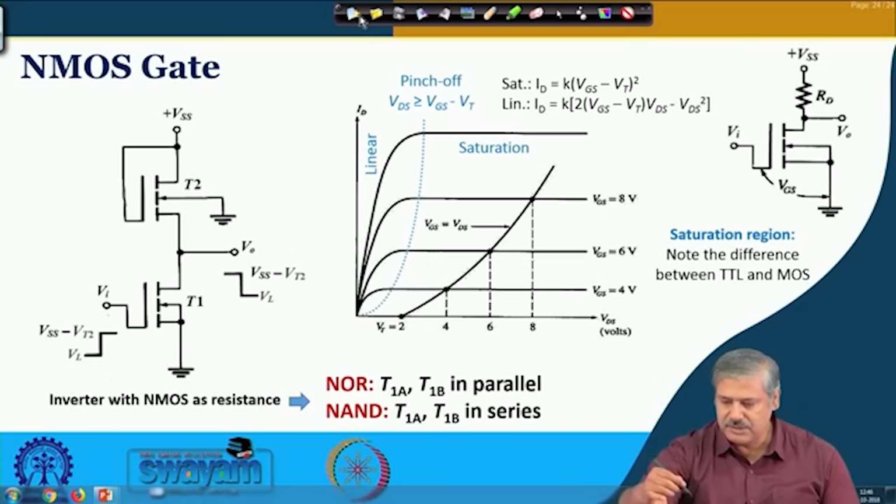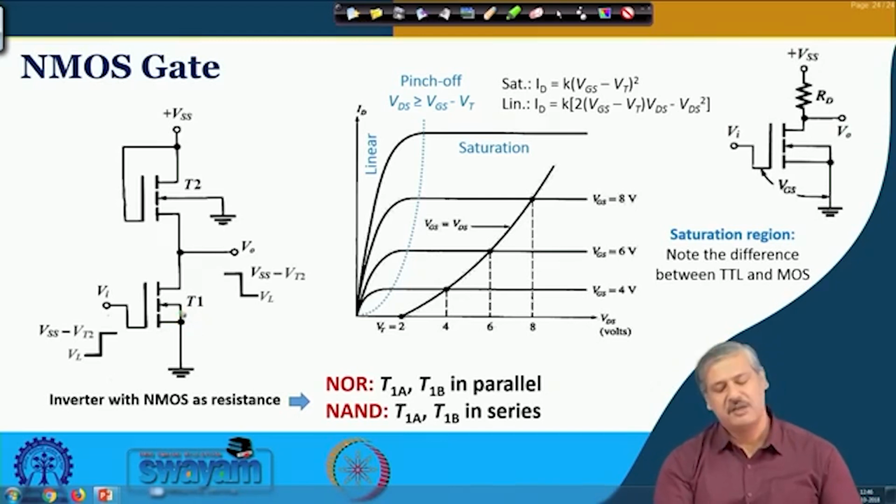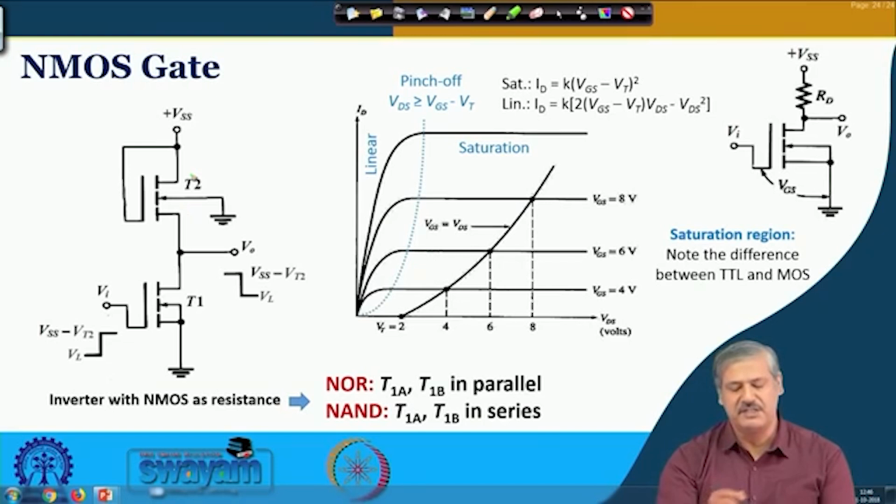one issue that we take note of here is that when transistor T1 is on, its resistance must be sufficiently small compared to resistance 2, the resistance offered by transistor 2, otherwise the output will not be sufficiently low. If both of them are the same, what will happen? The output will be 50% of VSS, which is not sufficiently low. We want to make it as low as possible. So the T1 resistance must be sufficiently small compared to the resistance offered by T2, which we take note of.